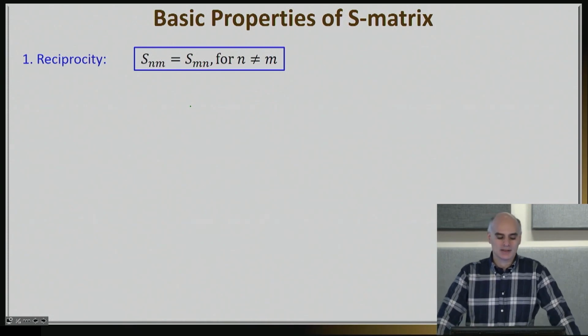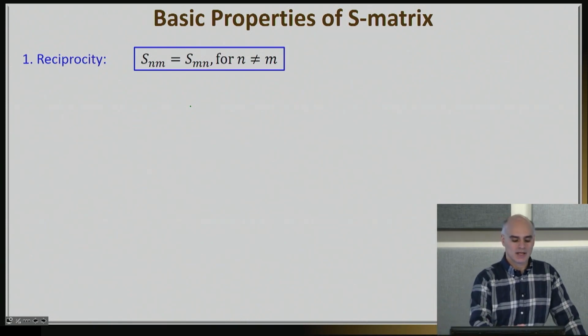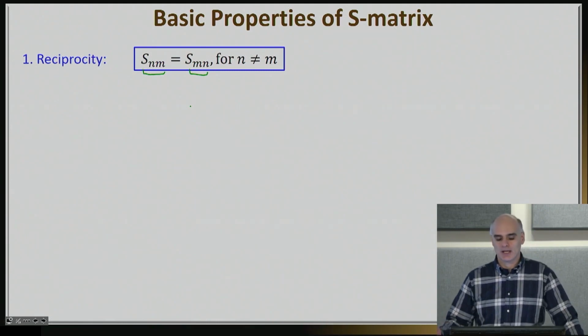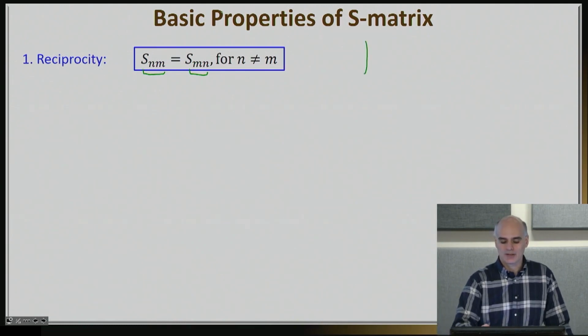If a network is indeed reciprocal, that means that you can interchange source and load and essentially get the same results. That is given as basically SNM is equal to SMN, as long as N and M are not the same. So a classic case for a two-port network, for example, is that the S12 and the S21 are basically the same. So the S21 for the network, meaning the power you get in port 2 when you feed it from port 1, or vice versa, is basically going to be the same number.